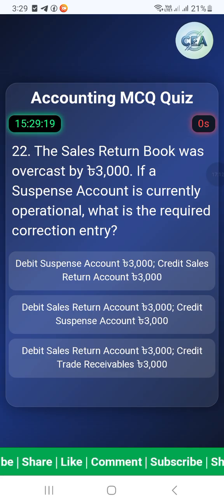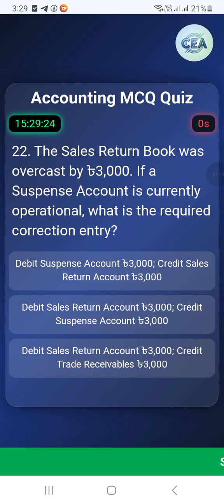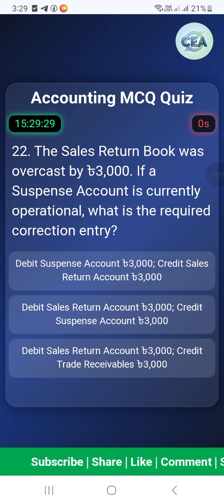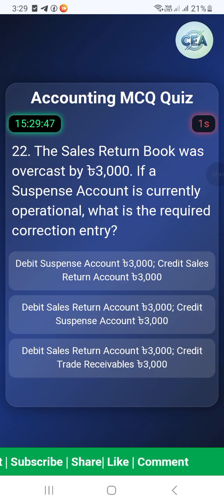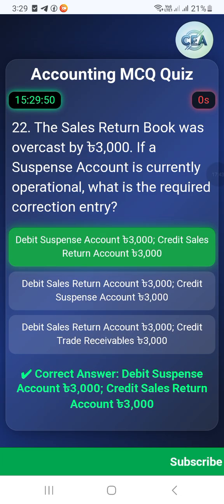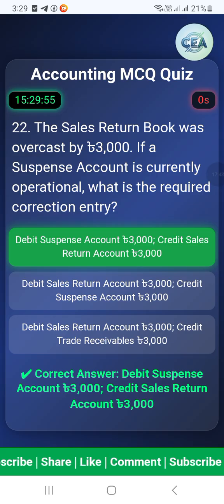Option 1. Debit suspense account 3,000 takas, credit sales return account 3,000 takas. Option 2. Debit sales return account 3,000 takas, credit suspense account 3,000 takas. Option 3. Debit sales return account 3,000 takas, credit trade receivables 3,000 takas. Correct answer is debit suspense account 3,000 takas, credit sales return account 3,000 takas.